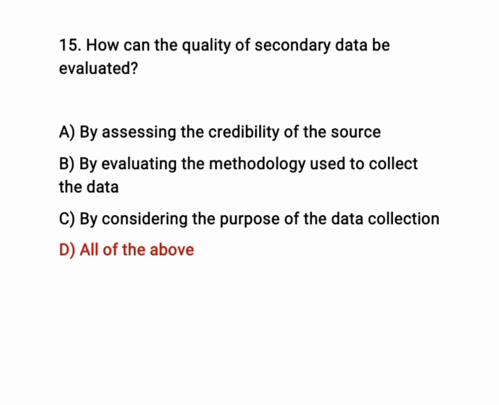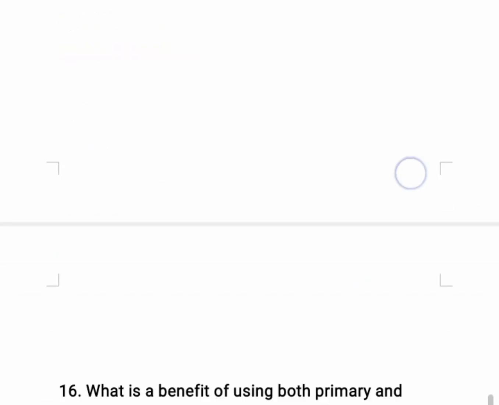Okay, question number 15. How can the quality of secondary data be evaluated? The correct option is D. All of the above. It means by assessing the credibility of source, by evaluating the methodology used to collect the data, by considering the purpose of the data collection.